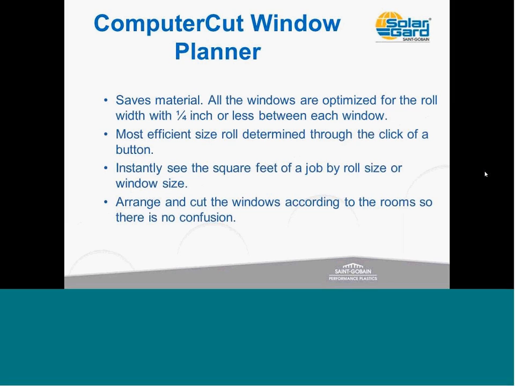It saves you a lot of material. All the windows are optimized by a computer, and you can assign a gap in between each one of the windows, which normally would be a 1/4 inch. So when you're hand cutting a roll, it would be truly impossible for you to cut a window and have only a 1/4 inch gap in between each one of the windows.